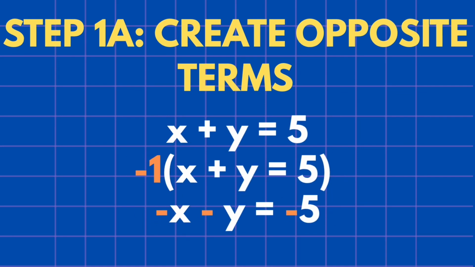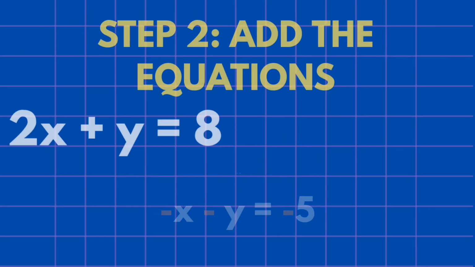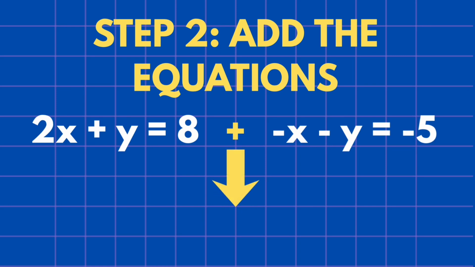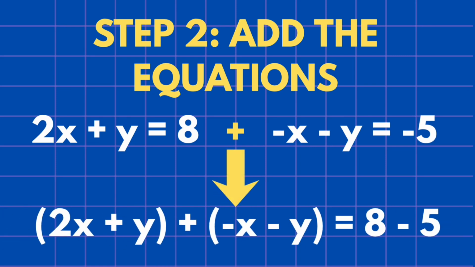Let's go back to step 1. Multiply the second equation by -1 to get negative x minus y equals minus 5. It's important that we multiply every term in the equation by -1. We can't multiply just one term. Now we can proceed with step 2 and add both equations together. We get 2x plus y plus minus x minus y equals 8 minus 5.